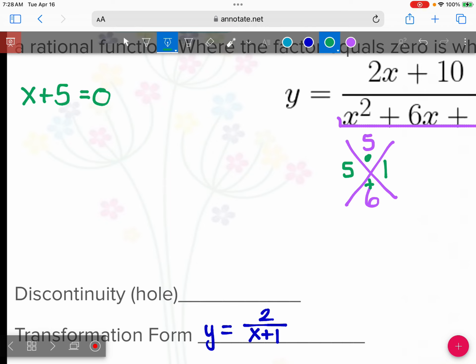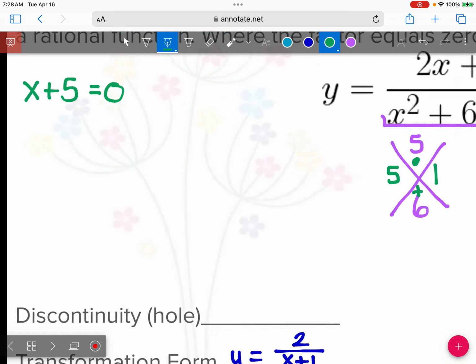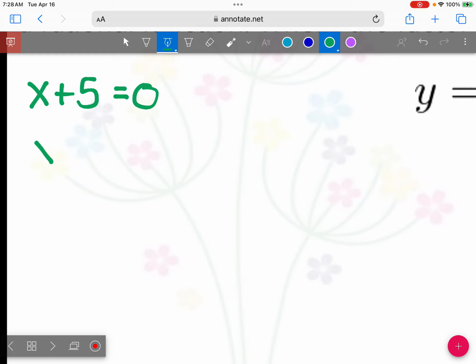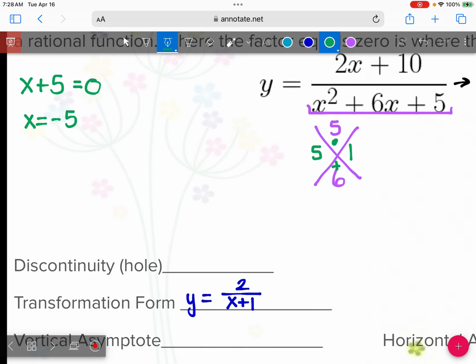So when does x plus 5 equal 0? When x equals negative 5. Subtract 5 from both sides. So that is part of my discontinuity. We're going to write our discontinuities as a point. So we're going to have negative 5, that's my x.